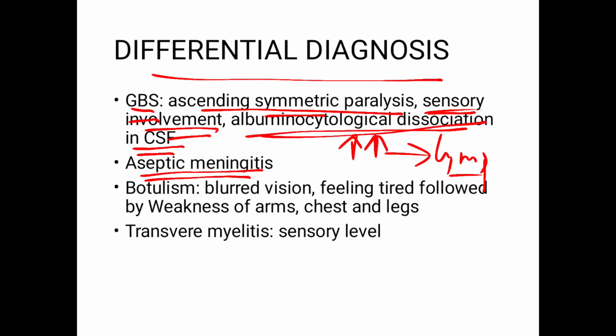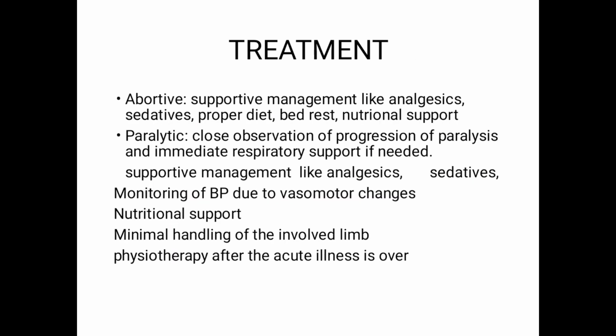Aseptic meningitis might have symptoms and signs like polio, but it's usually not associated with paralysis, and apart from that, it won't have the positive stool cultures which we'll be seeing in poliomyelitis. Botulism is basically blurred vision, feeling tired, followed by weakness of arms, then chest, and then legs. In case of transverse myelitis, you usually have a sensory level, a particular level at which you have loss of sensory and motor parameters.